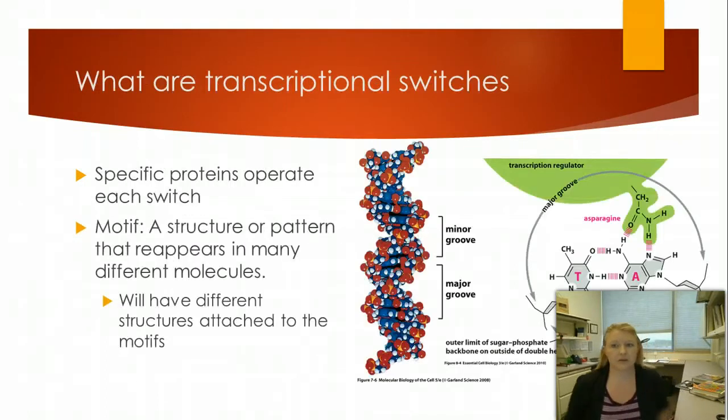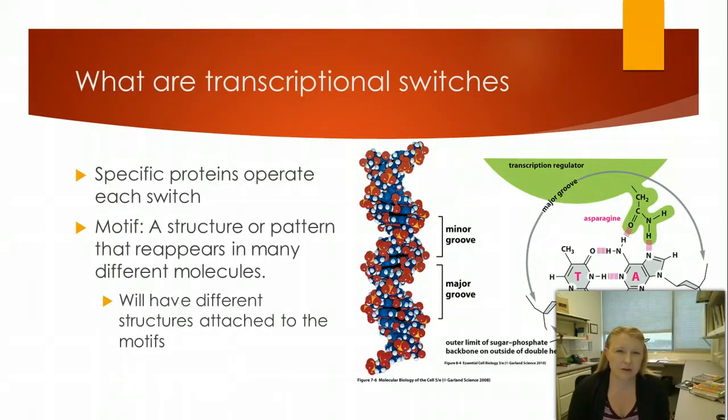So what is a transcriptional switch? Basically, a transcriptional switch is a combination of protein and a specific DNA sequence that is usually a gene specifically. And these proteins will bind to the DNA and inhibit transcription. So that's the most simple way of describing transcriptional switches.